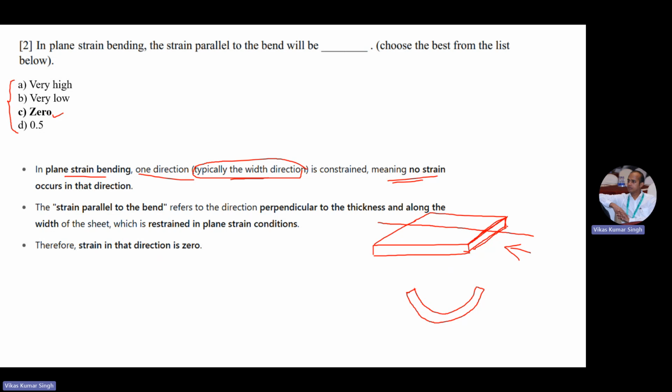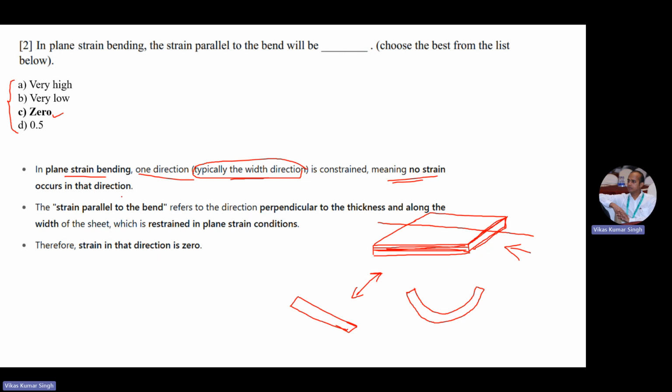If we are seeing from here, what is happening in this direction? In this direction, we are not giving any strain. If you are seeing from this side, it will look like this only. There is no strain we have given in this direction.